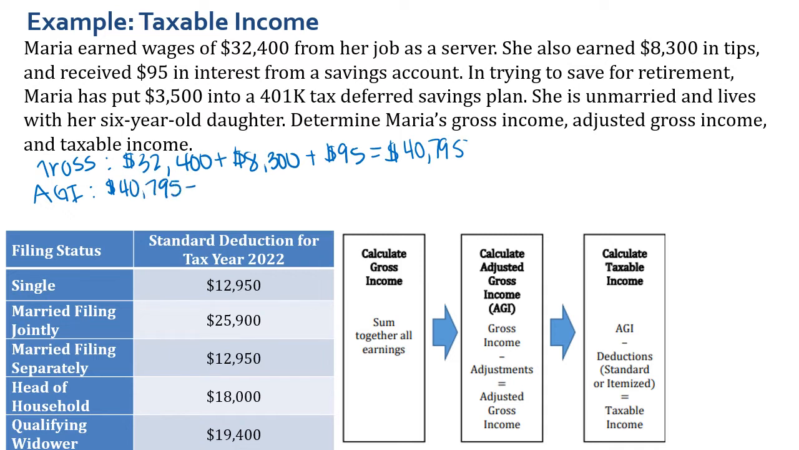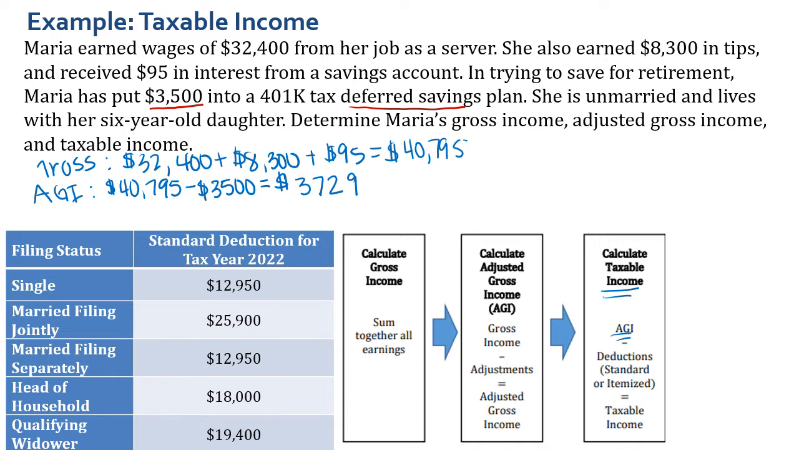To find her adjusted gross income, we take that gross income value, $40,795, and subtract any adjustments. Her adjustment is putting $3,500 into a tax-deferred savings plan. Tax-deferred means she's not owing any taxes on that amount at the moment. So that's going to be $3,500. When we do that, her adjusted gross income is $37,295.